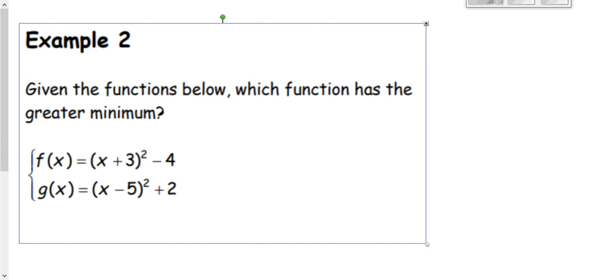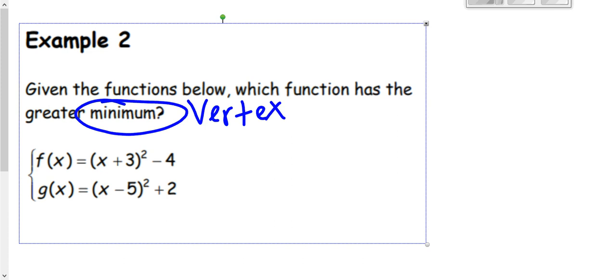So now in example 2, I want to know which function has the greater minimum. Now remember, what key feature are we looking for if we're looking for a minimum? We're looking for a vertex. So we have to figure out what is the vertex from each of these functions. Now the beautiful thing about the two functions they give us here is that both of these are in vertex form already. So let's start with f of x. What is the vertex for f of x?